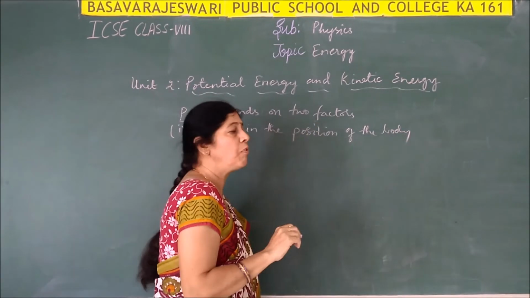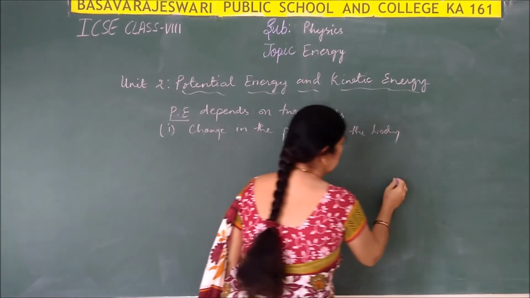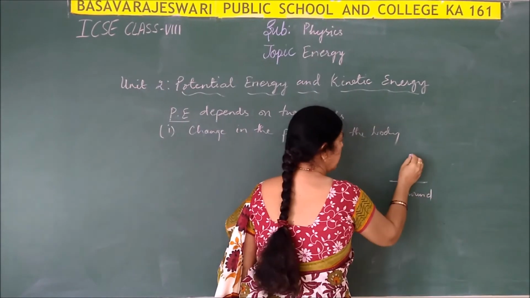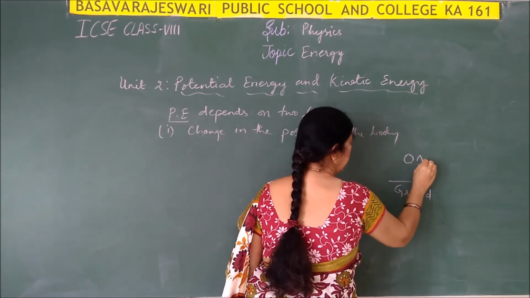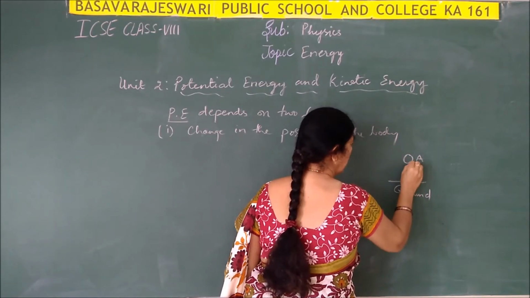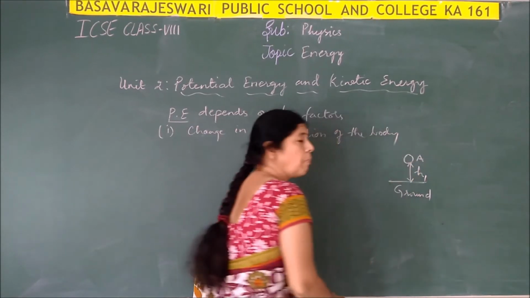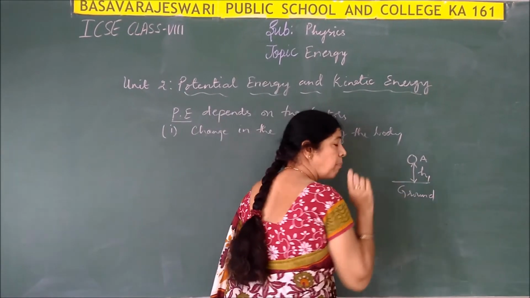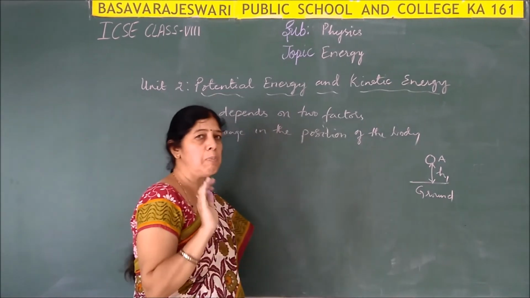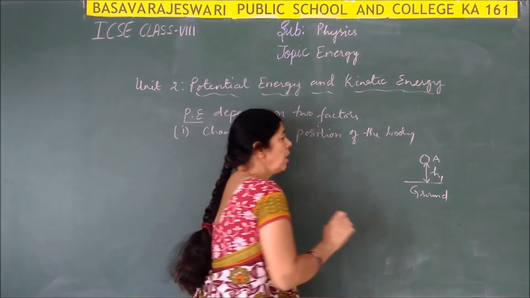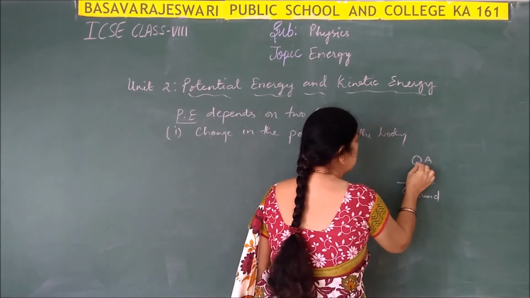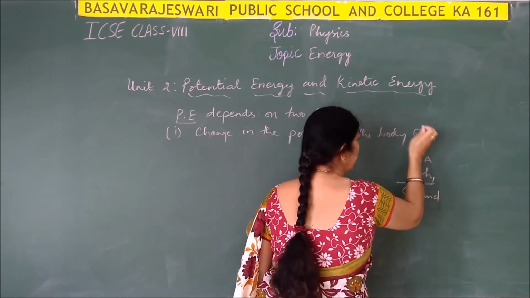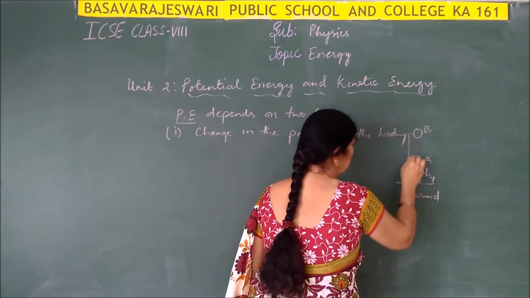Now change in the position of the body means what? I will tell you. See, this is ground level. First let us take the body is here at a height h1. Now the body is at a height h1. At this position A, the body will possess some gravitational potential energy. Okay. Now, if the body is taken to a different height, that is h2.